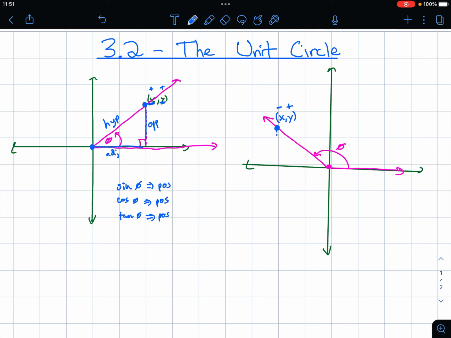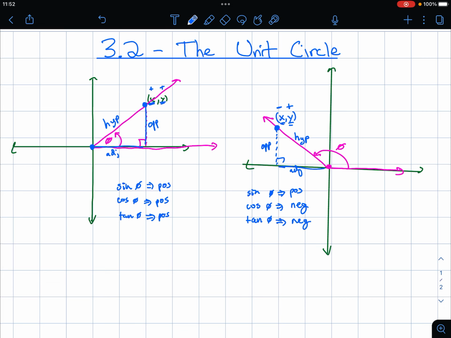Again, we can drop our altitude to the x-axis, and that provides us a hypotenuse, an adjacent that is equal to our x-coordinate, and an opposite, which is equal to our y-coordinate. And because our opposite would be considered positive in the positive y direction, and our adjacent is negative, this means that our sine of theta, the ratio opposite over hypotenuse, is still positive. Cosine of theta, however, our x, or our adjacent, is negative. So negative over positive gives us negative, and tangent of theta also produces a negative.